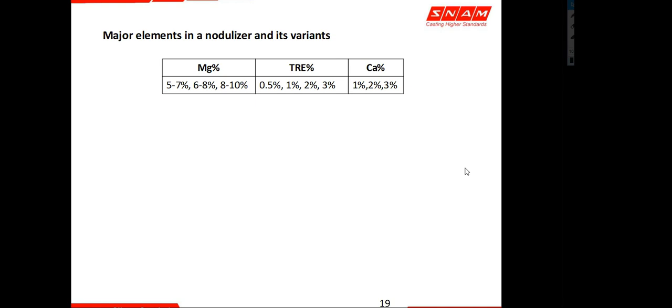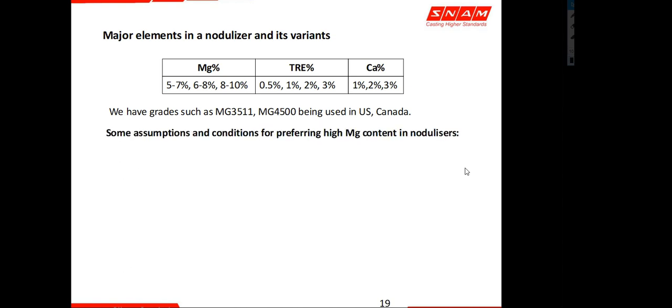There are people who buy nil rare earth grades, like those who manufacture thick section windmill castings. They buy nil rare earth grades, and calcium ranges from 1% to 3%. As you want calcium to support magnesium, you have minimum 1% calcium. And there are some grades which are manufactured with less than 5%, which are supplied to the US and Canada. Foundries there use low magnesium grades because of some pollution or their quality norms.